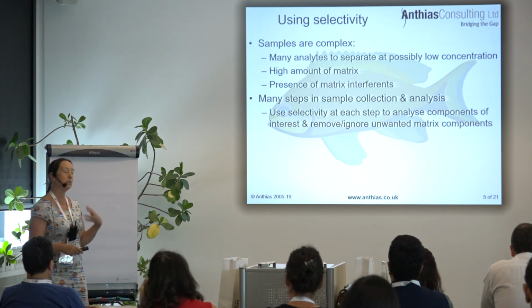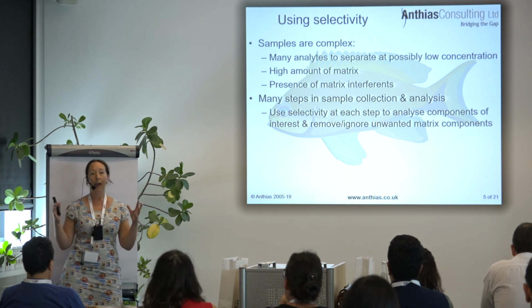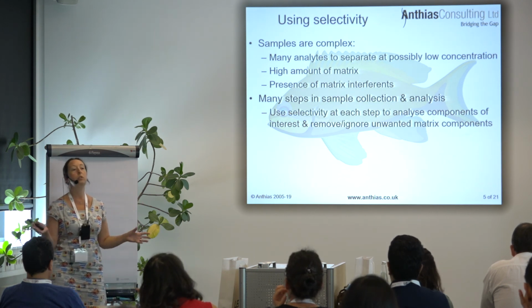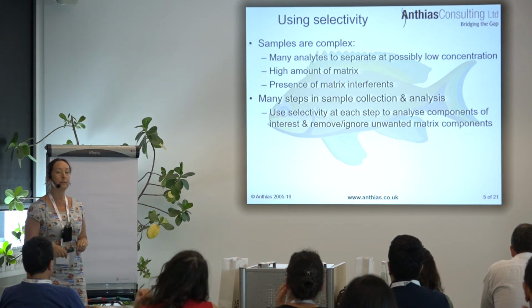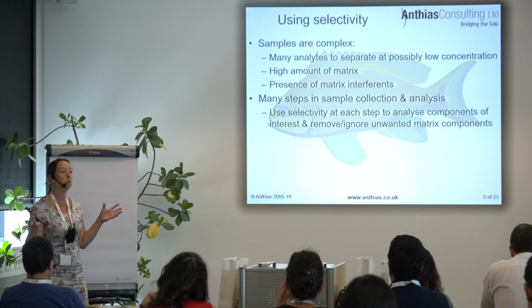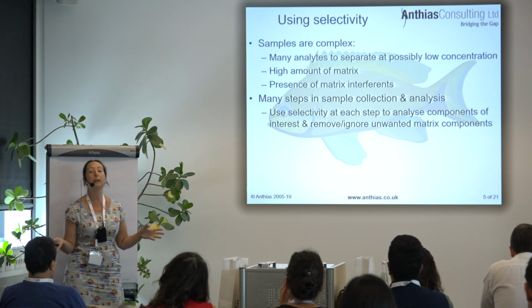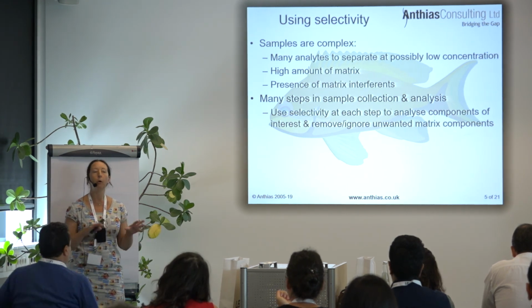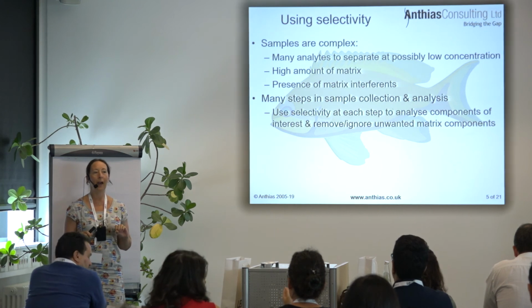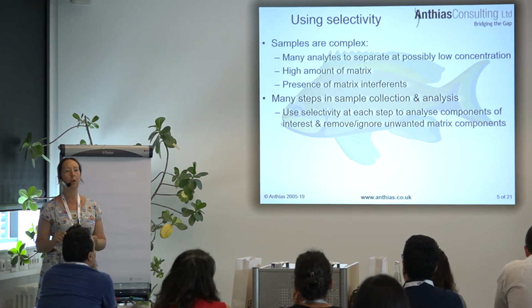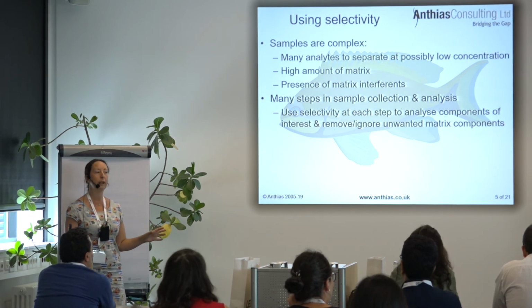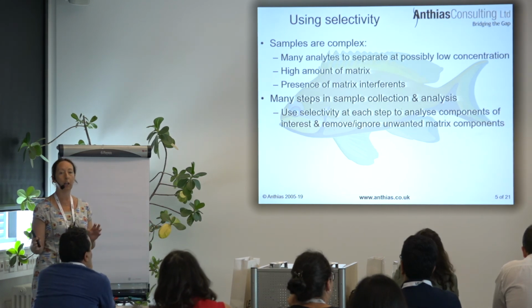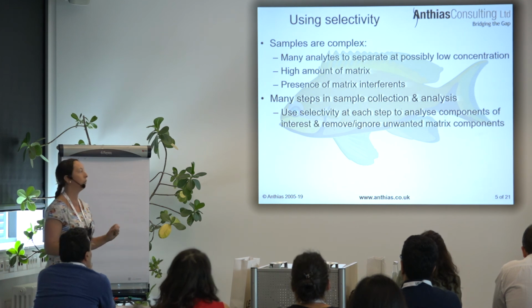So yesterday and this morning, we've been hearing about how powerful GC times GC is. We already know with time-of-flight mass specs, we can look at our full range mass spectra, and we can do things like deconvolution, etc. But what about all the other steps in between? How can we think about improving those? How can we end up with the most powerful method we can get by using selectivity to separate our analytes and our matrix in all of those steps?